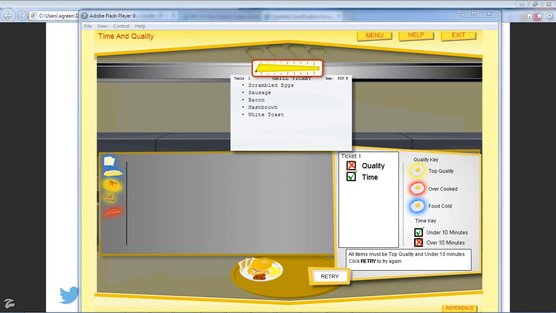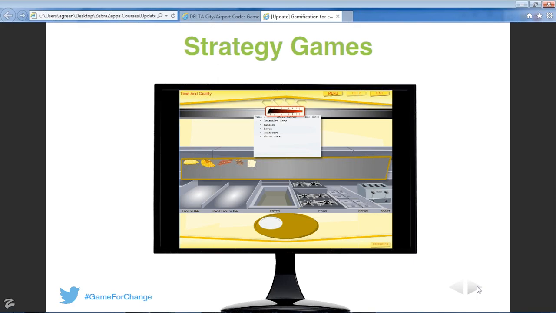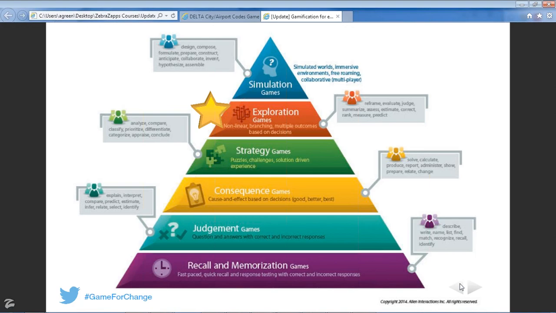Your challenge is to figure out when to start each item so that everything on one ticket is ready at about the same time. Because the worst thing is if I finish the eggs first and I'm waiting for the bacon to be done, then I have cold eggs. Or if I put my eggs on and I don't pay attention and I burn my eggs or my toast, because I don't serve it to the plate when it needs to be served.